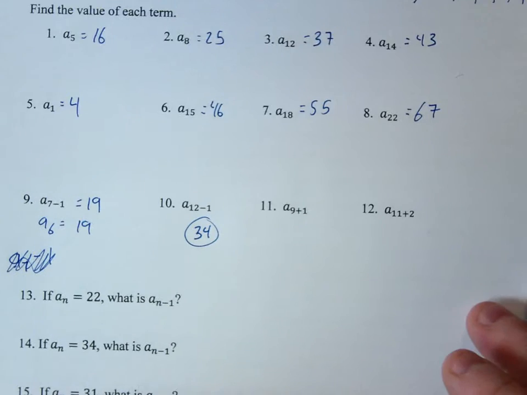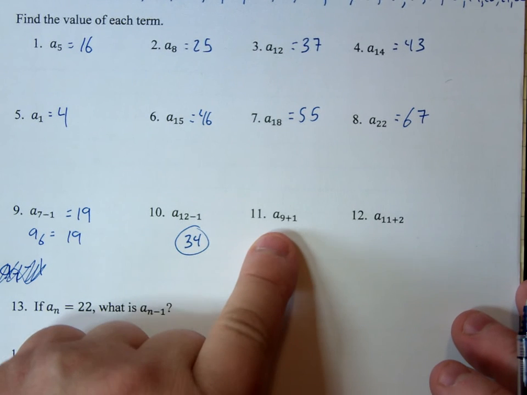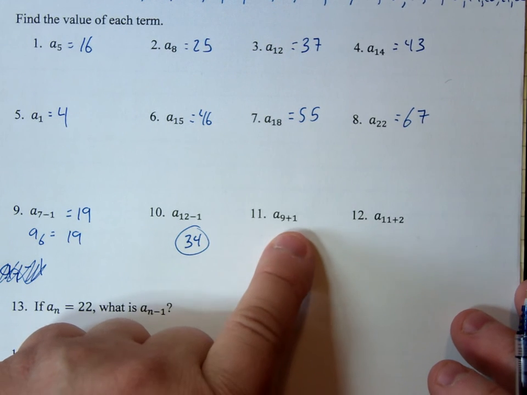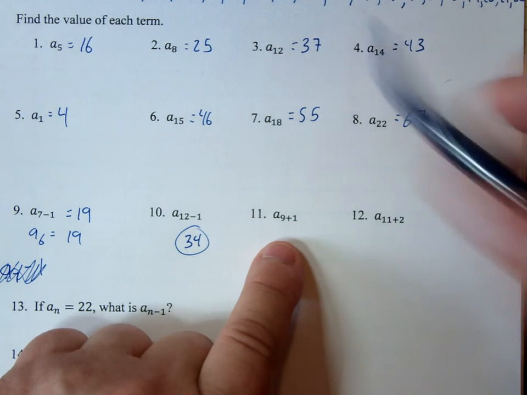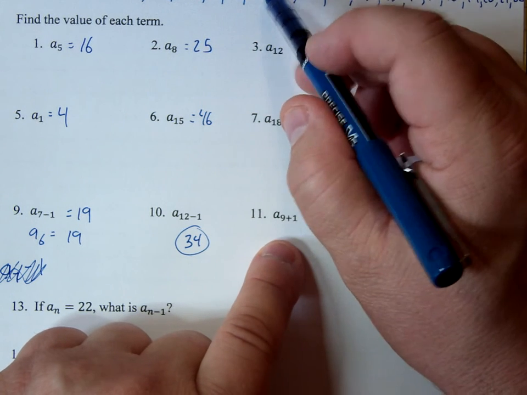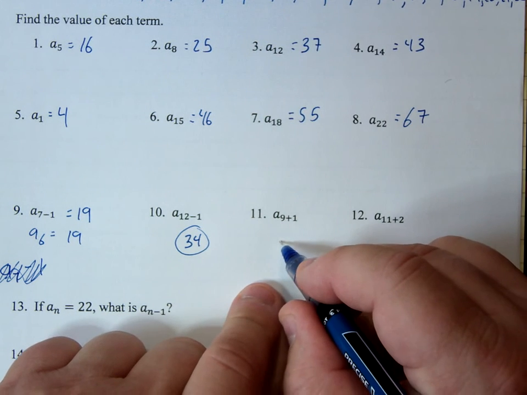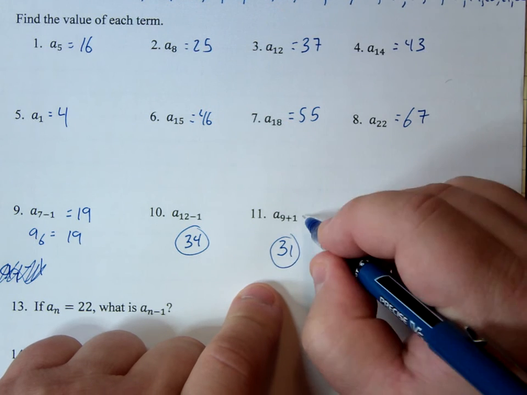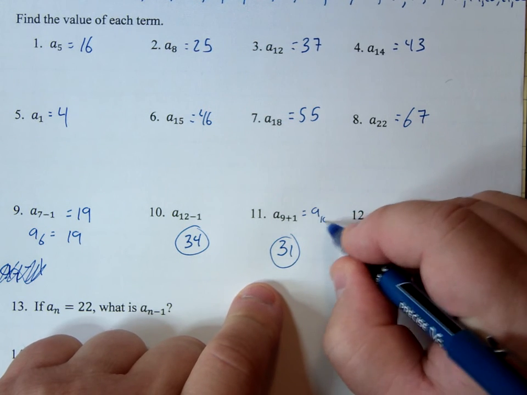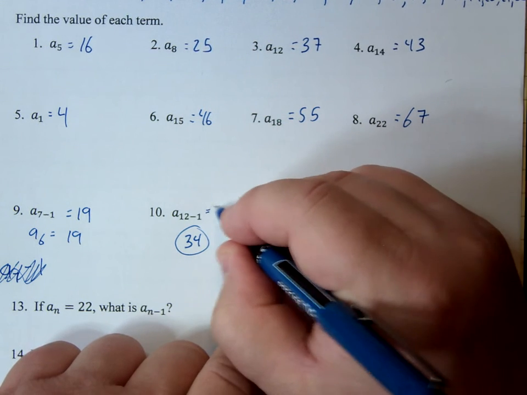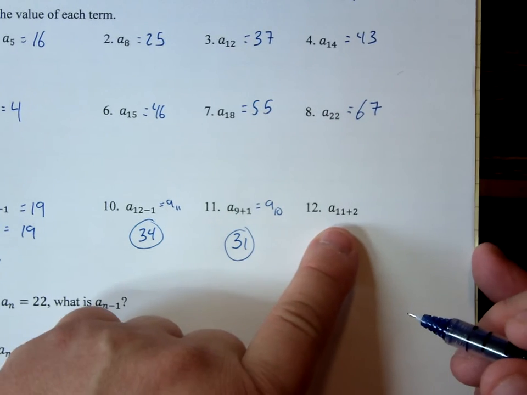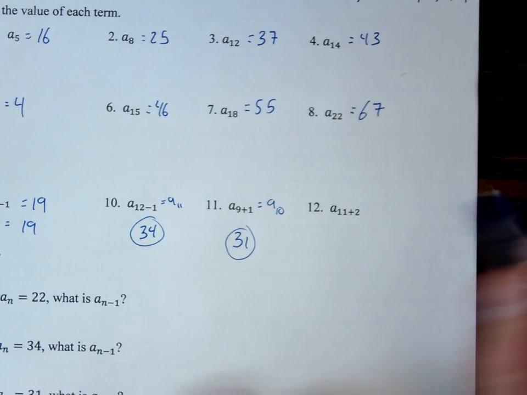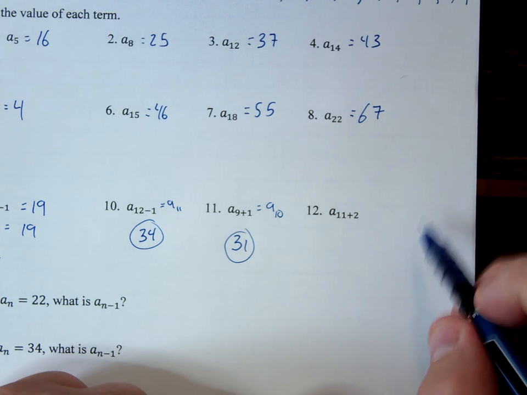So if you look at this one, it's saying, what is the 9th term, 1 after it, right? If you find the 9th term, what's the next one? So if the 9th term is 28, then the next one is 31. Because that would be the same as the 10th term, right? This would be the same as the 11th term. And then every once in a while we need to go 2 in front or 2 before.